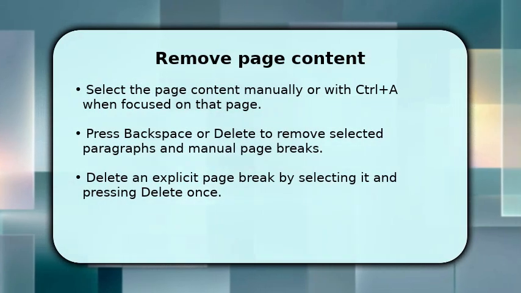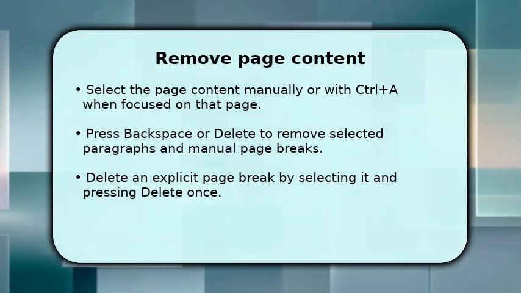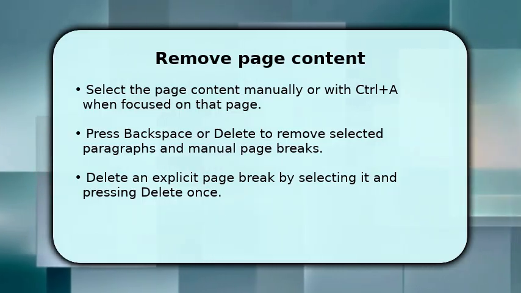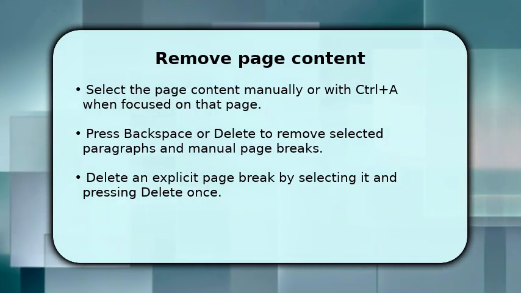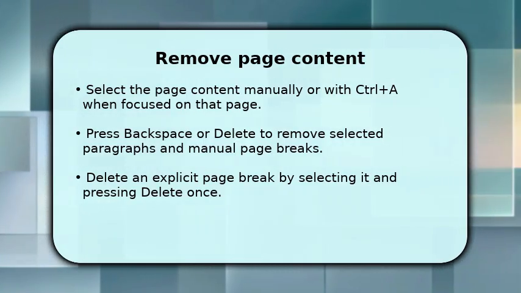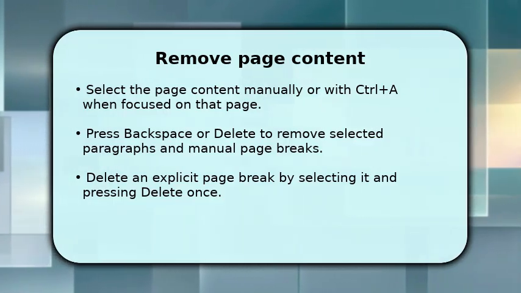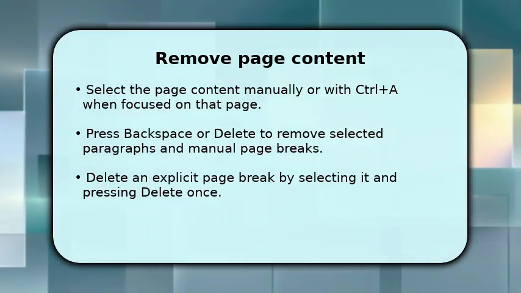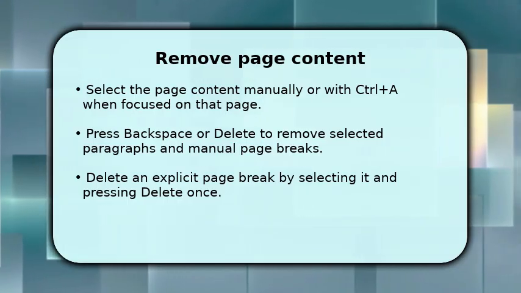Press Backspace or Delete to remove selected paragraphs and manual page breaks. Delete an explicit page break by selecting it and pressing Delete once. If paragraph marks remain, select them and press Delete until the page merges. For section breaks, delete only if layout changes are acceptable to you.